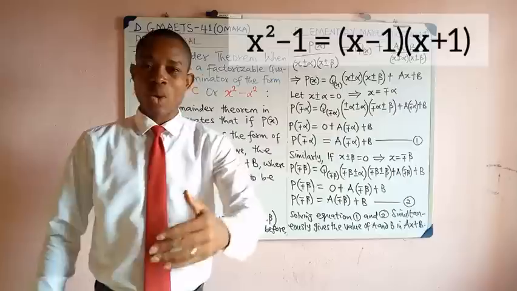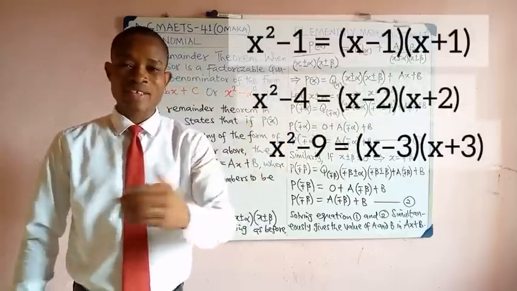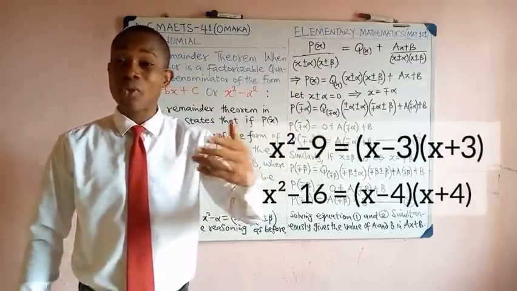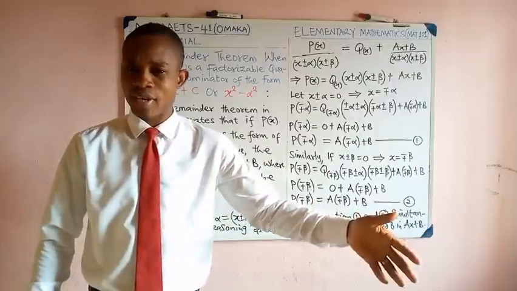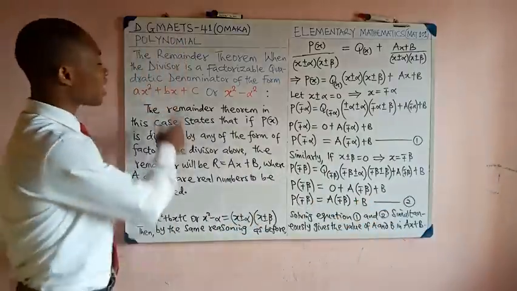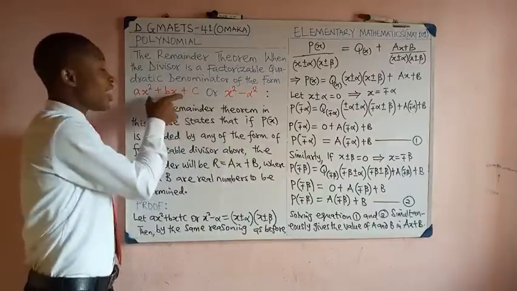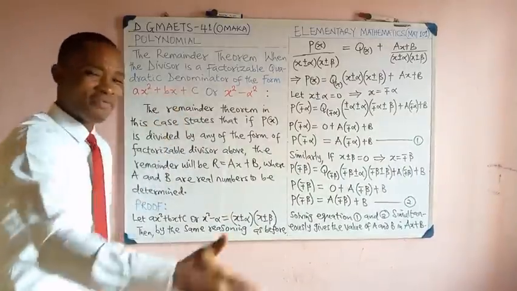For example, x squared minus 1, x squared minus 4, x squared minus 9, x squared minus 16. They are all factorizable quadratic expressions, but they contain only 2 terms. We use difference of 2 squares there. Now we can also factorize this. You can be given a quadratic expression of this form that can factorize.